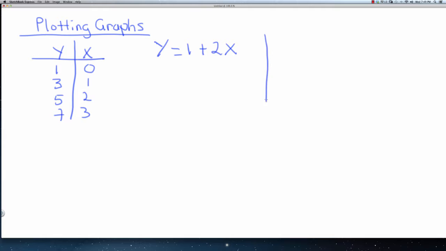Let's put in our vertical and horizontal axis and label it x and y. We'll put in our numbers 1, 2, 3, 4. Let's do the same thing on the vertical axis. Here we'll go up to 7.